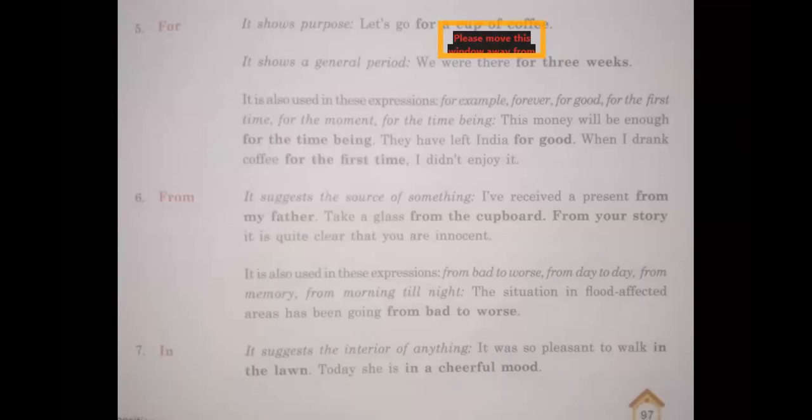Let's see. For example, it talks forever. For के साथ ever लगता है जब आप हमेशा की बात करते हो. For good, for the first time, for the moment, for the time being. This money will be enough for the time being. They have left India for good. When I drank coffee for the first time, I didn't enjoy this.